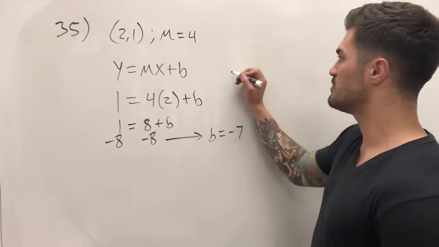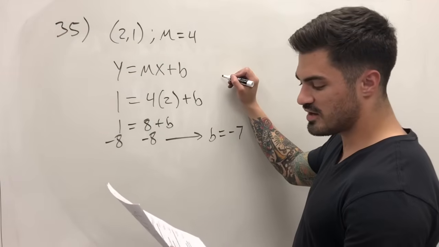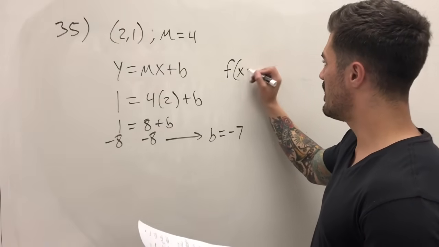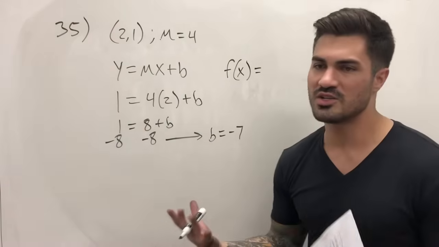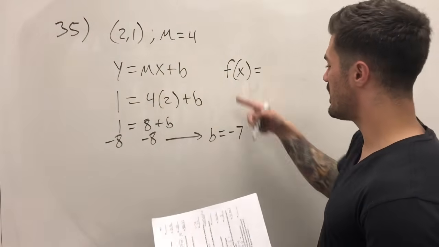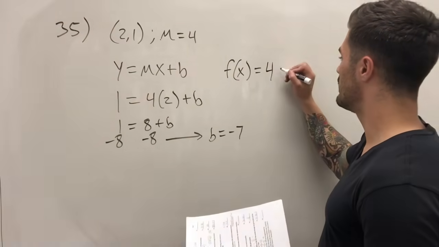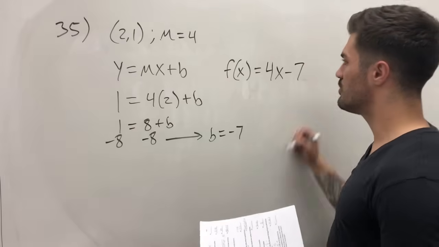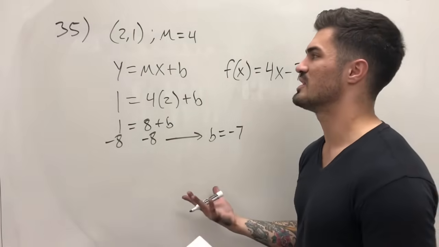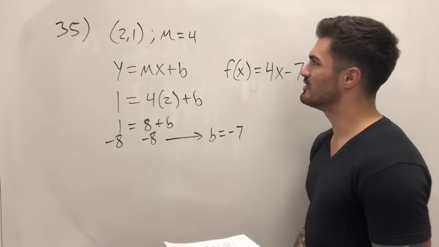And since my m is 4, and I think it asks us, yeah, it says use f of x. So I'm going to use f of x, just function notation, same thing as y. I have f of x equals 4x minus 7. All right? So again, this actually really wasn't that much harder than point slope form. It was actually about the same. So yeah, this is how we do it.